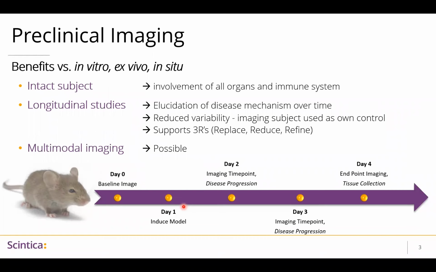So what's the effect of the immune system on the disease that we're studying? Those can be important things because, again, in the human world, if we have that disease, we have those other organs and immune system being involved in the disease process.